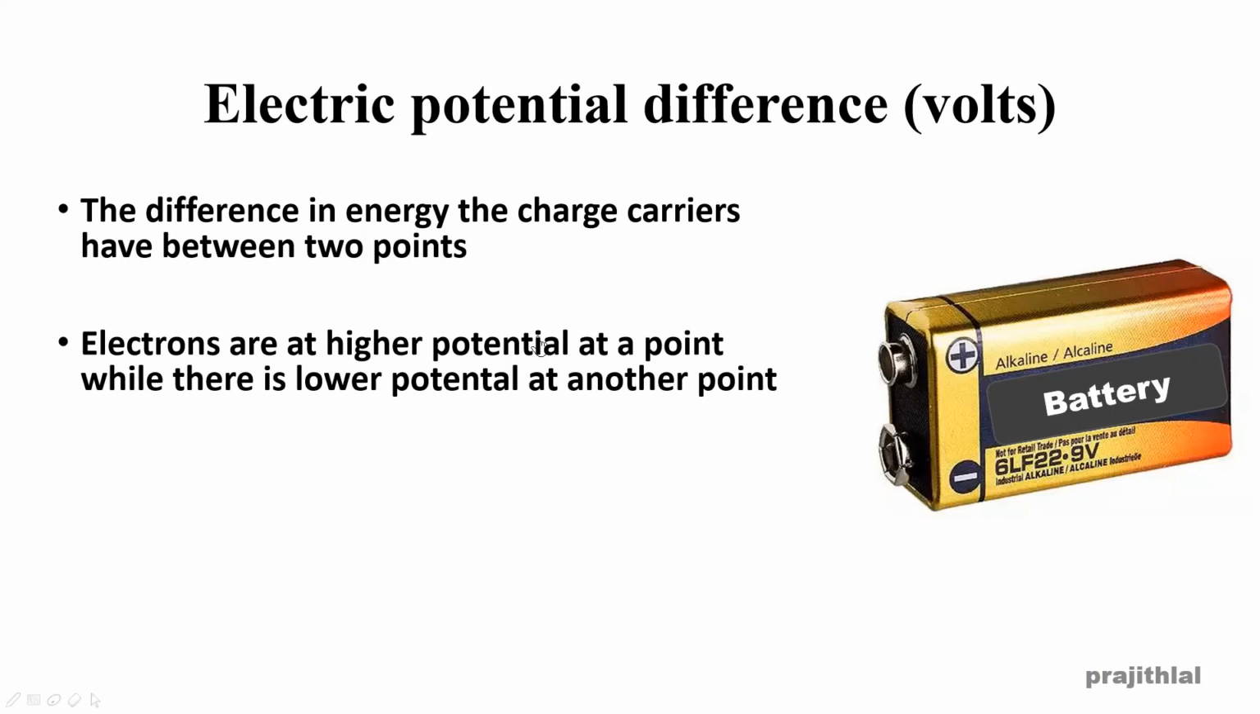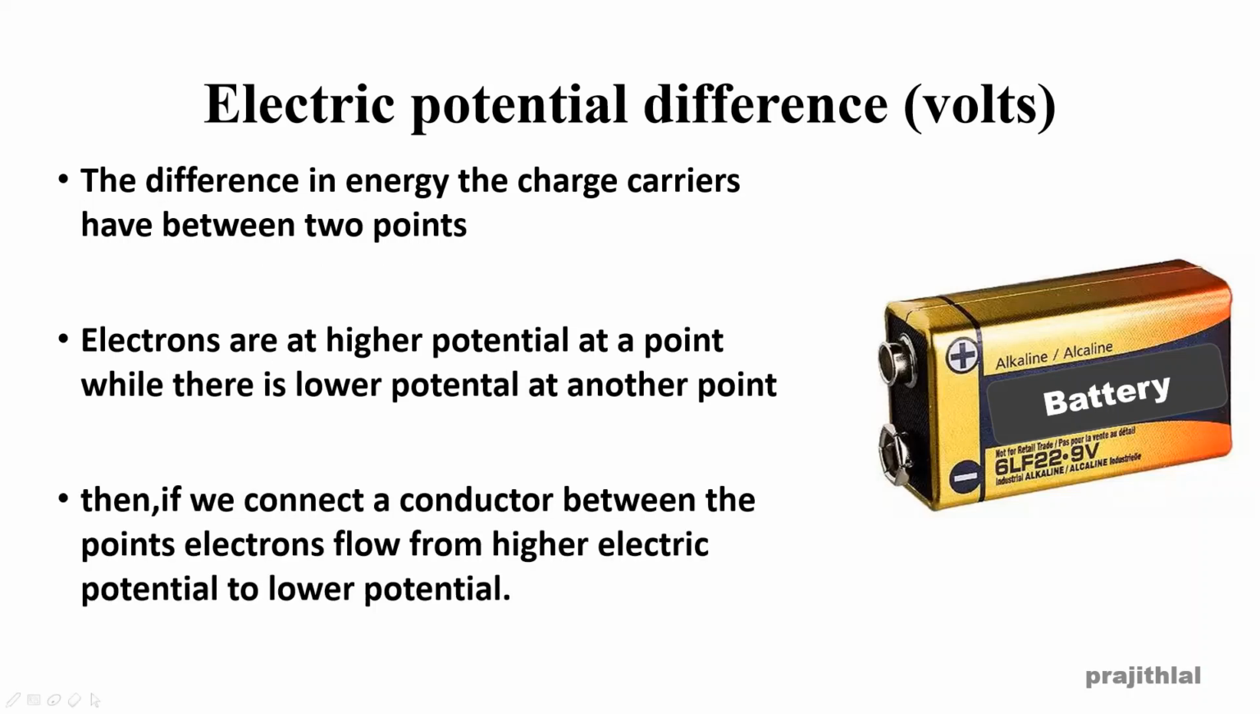So electrons are at higher potential at one point while there is lower potential at another point. As we said, the charge of an electron is negative. So at this terminal, the potential of electron is higher, and at the positive terminal, the potential of hole is higher. If we connect a conductor between the points, electron flows from higher concentration or higher potential to lower potential. On this negative side we have more electrons. So electrons flow from here to here.